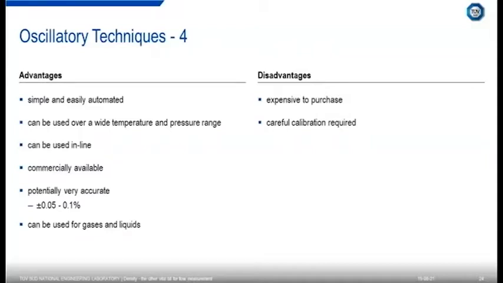But then, like all precision instruments, they tend to be expensive to purchase, particularly for the highest accuracy performance. But a key point, as with any of the other techniques, but particularly here where we're talking of online process instruments, is that careful calibration is required.